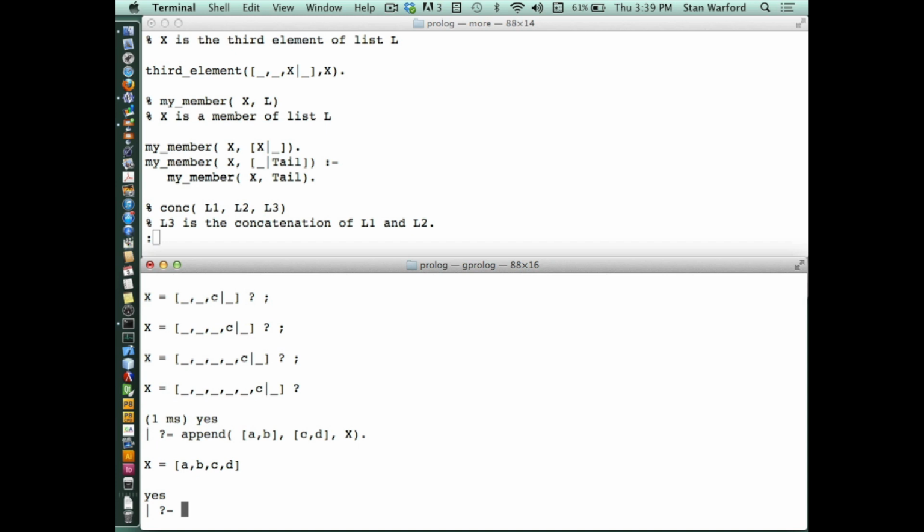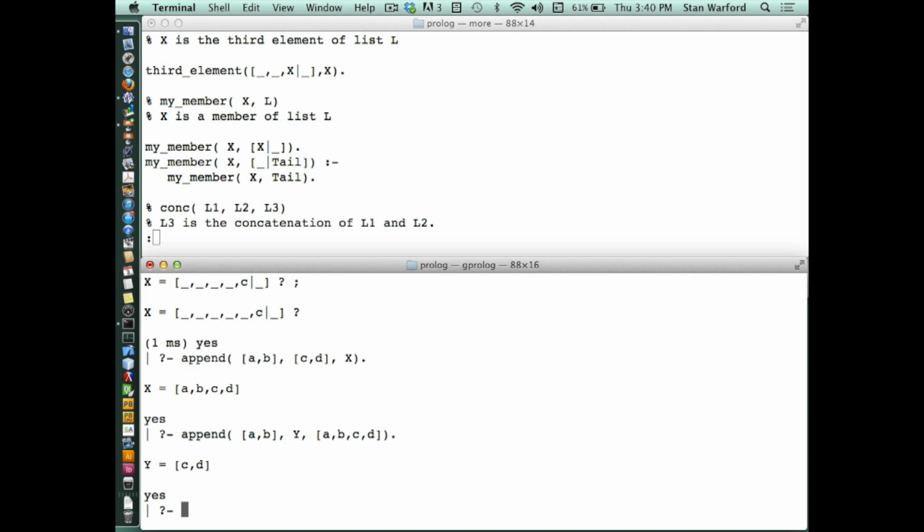Are you with me? But look, check this out. Not only can we do it that way, we can say append AB, and for the second argument we can put a variable, and then we can do the list ABCD here. Now check this out, you guys. So how is it that ABCD can be the concatenation of AB and Y? That can only happen if what? Yeah. And so look, it does it.